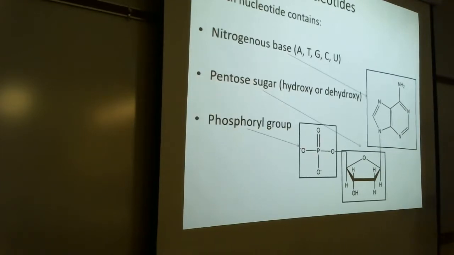There's nothing special about the phosphate group there. But you have to have all 3. You have to have the base, the sugar, and the phosphate group to have a nucleotide. Okay? Nucleotide with a T.